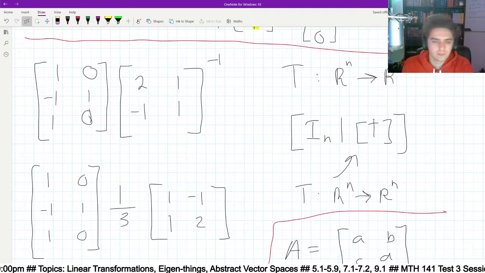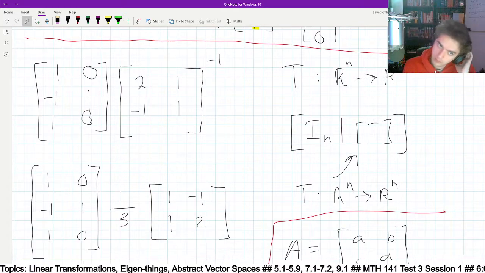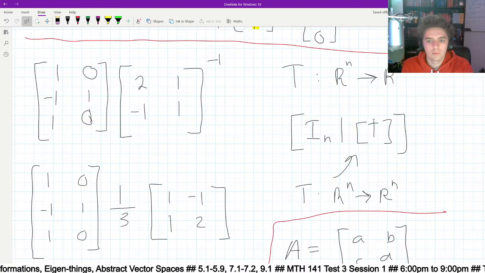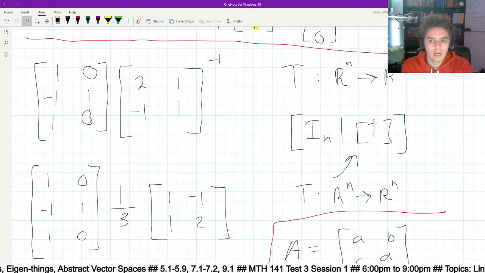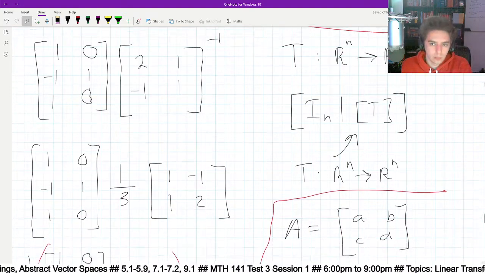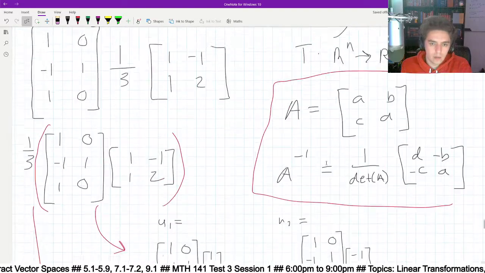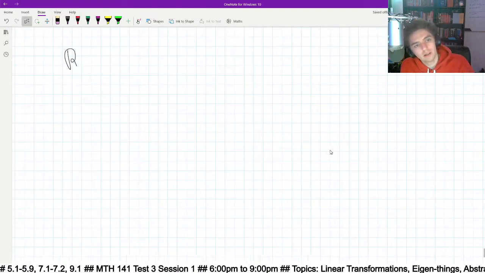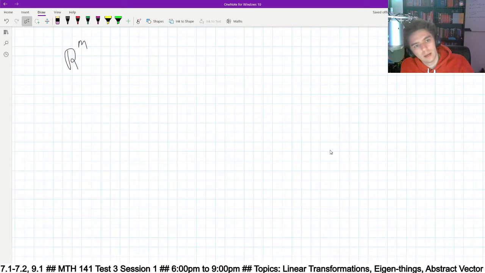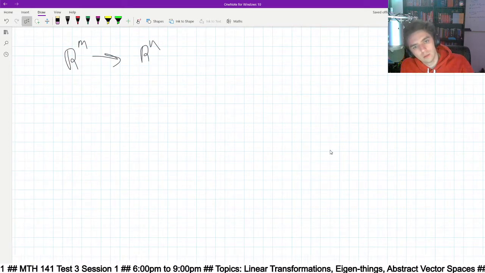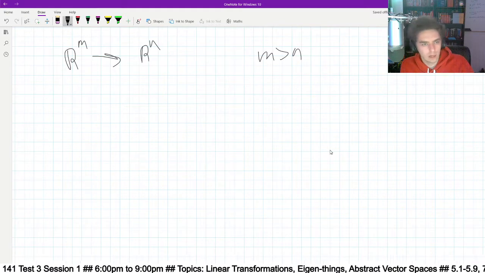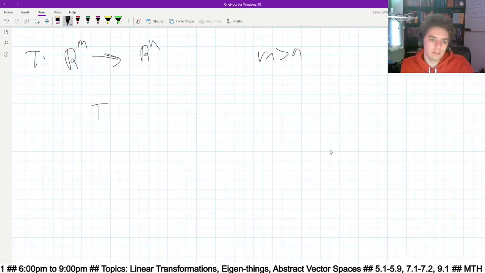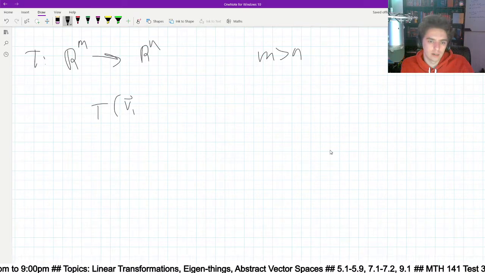Yeah, I have a question. Usually Rn represents like a smaller r, so does it also work for Rm to Rn? Let's see if it works. So we know what we're given, right? If we're going from a bigger space, from Rm to Rn, where m is bigger than n, then we must be given m vectors here, right?